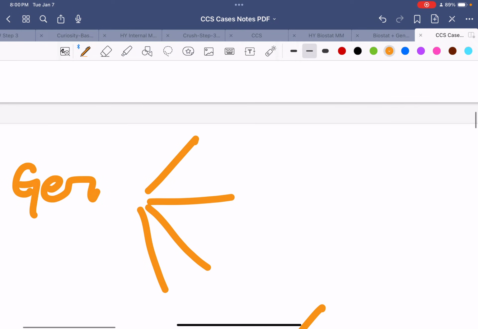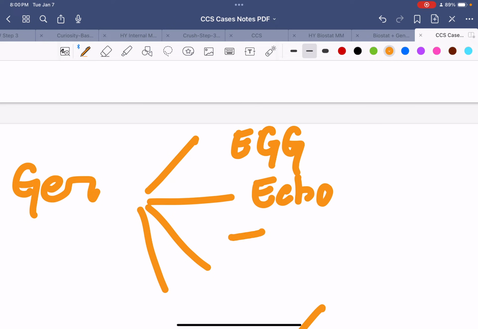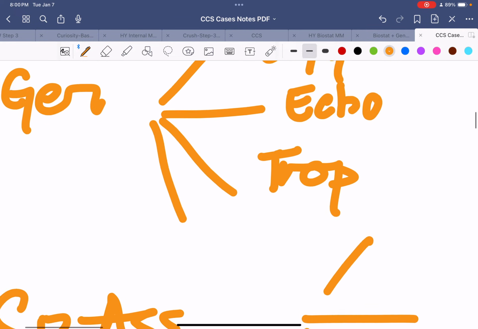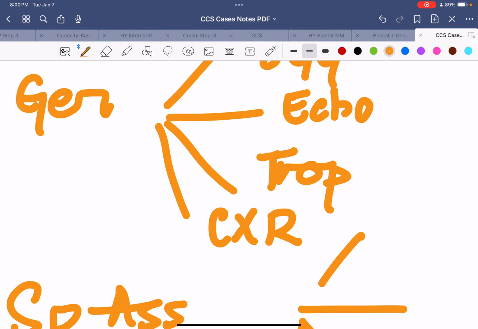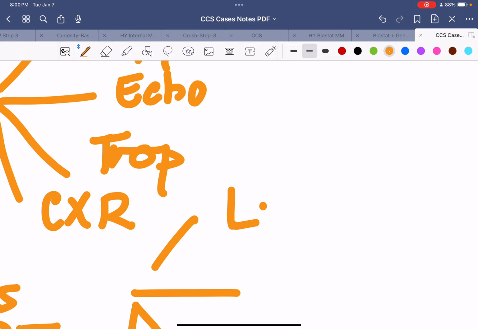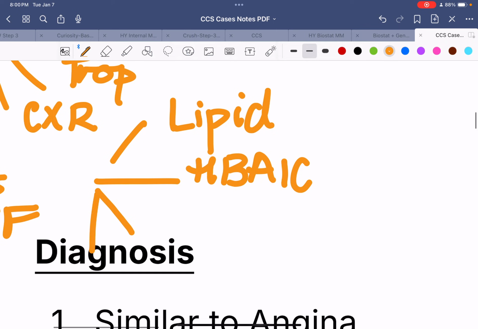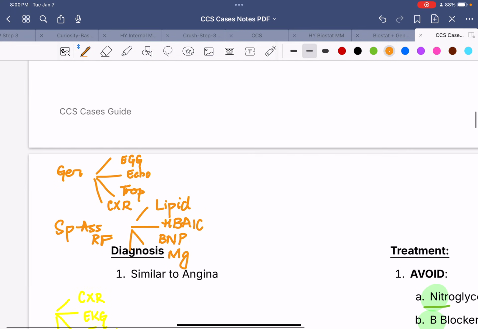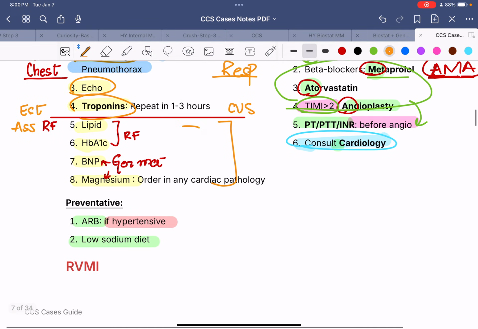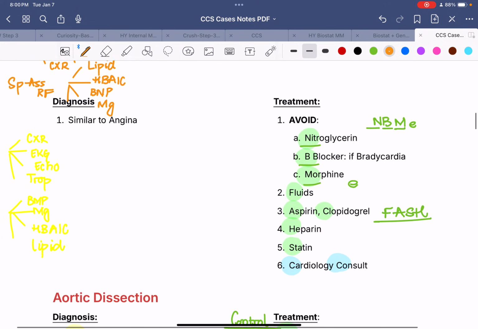For the general tests, I told you that for every patient who has chest pain, you have to get an ECG done, an echo, the cardiac enzymes and troponin, and a chest x-ray. For the specific associated causes, you're going to do a lipid profile to look for hyperlipidemia, HbA1c to look at glucose control, and then basic metabolic panel, brain natriuretic peptide along with magnesium, specifically for the cardiac causes. These are all the same that we did over here, so right ventricular MI is the same as angina.